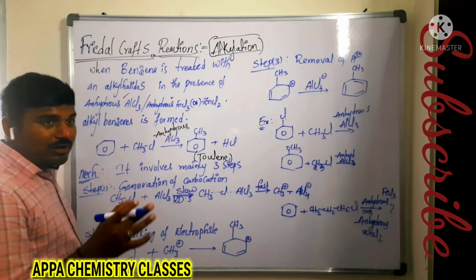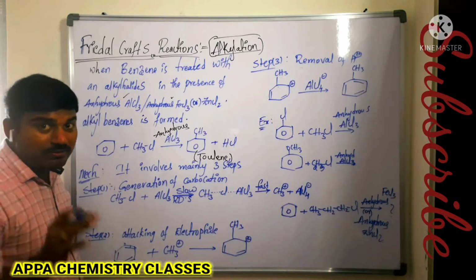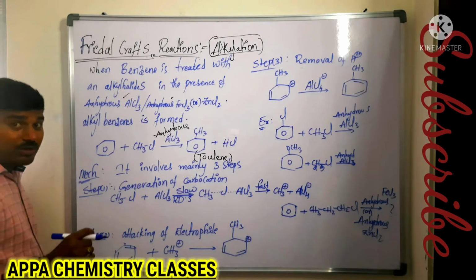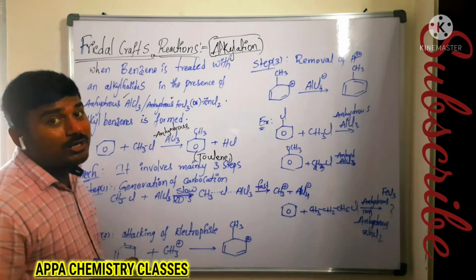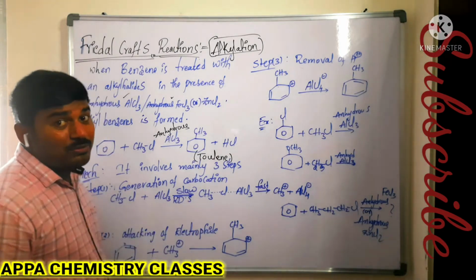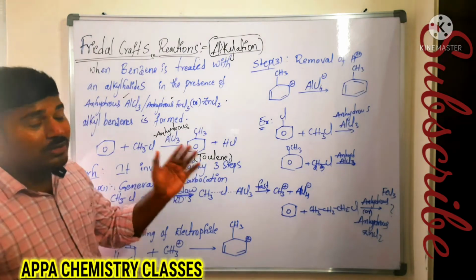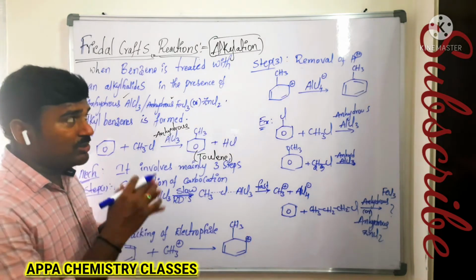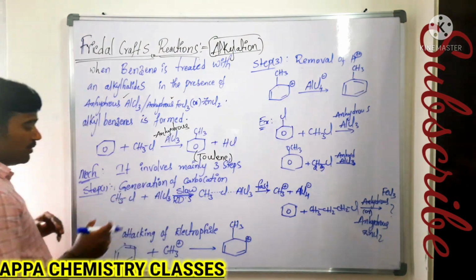Now what is the mechanism of the reaction we are going to see? It involves mainly three steps. In step 1, generation of carbocation takes place. Here the carbocation is the intermediate. In the second step, attacking of that carbocation takes place on the benzene ring, and in the third step, removal of a hydrogen ion from the benzene ring takes place to stabilize that carbocation. Is that clear? So now we are going to see those three steps.